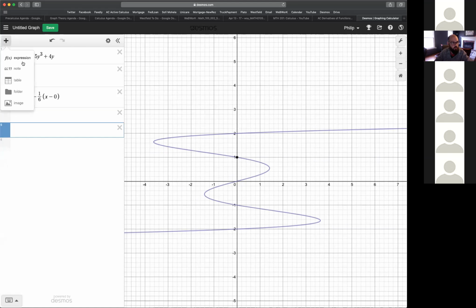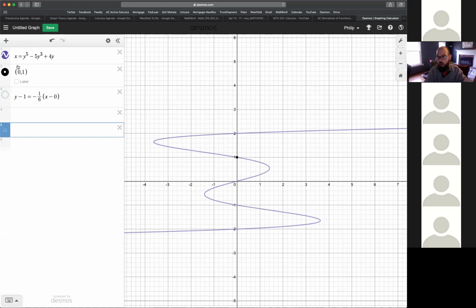So on the same screen here, I'm gonna put our derivative, right? So we got this 1 over 5y to the fourth minus 15y squared. Any ideas? What we want to figure out? Hey, where does this thing have a vertical tangent line? So how might we do that?